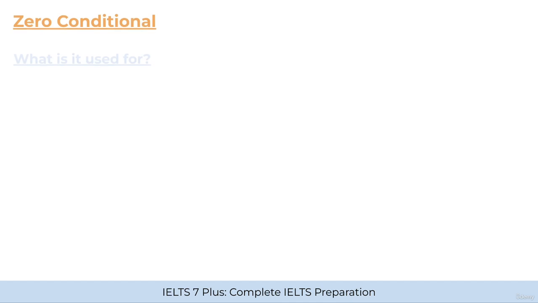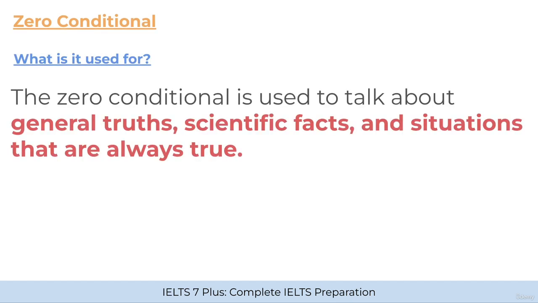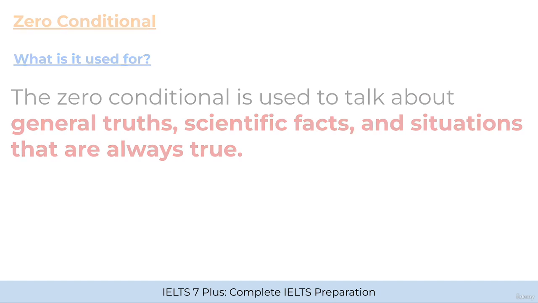Okay, zero conditional. What is this used for? This is used to talk about general truths, scientific facts, and situations that are always true. So this is important because we don't want to get this mixed up with the hypothetical possibilities. No. This is facts and truth. So that's the way you can remember zero conditional.